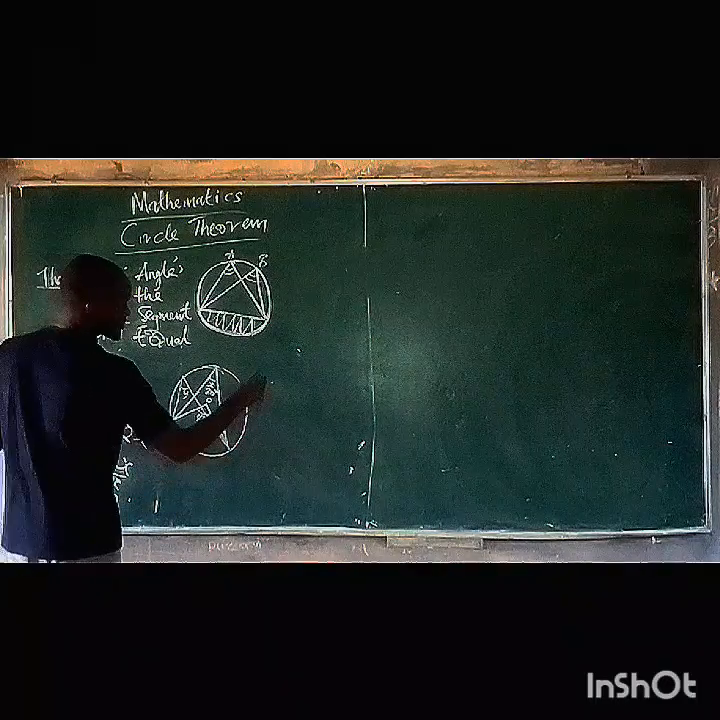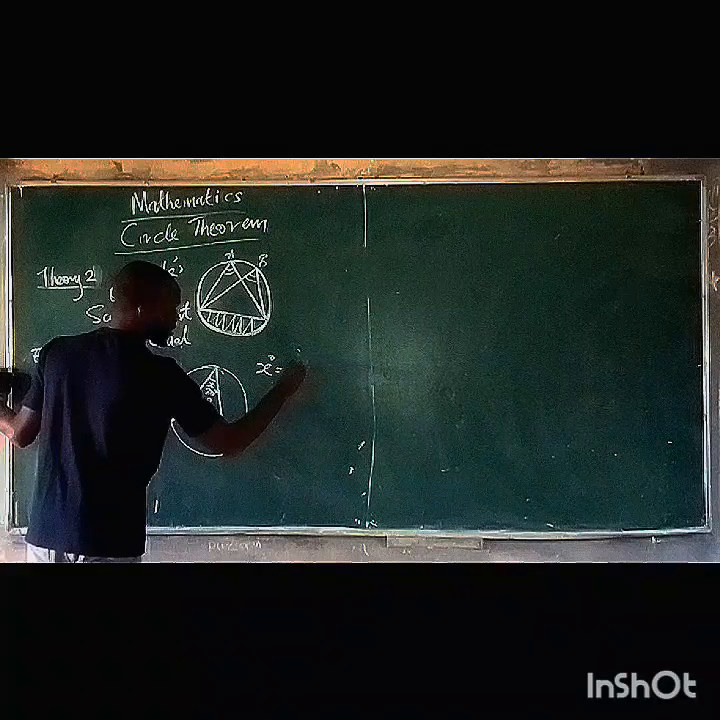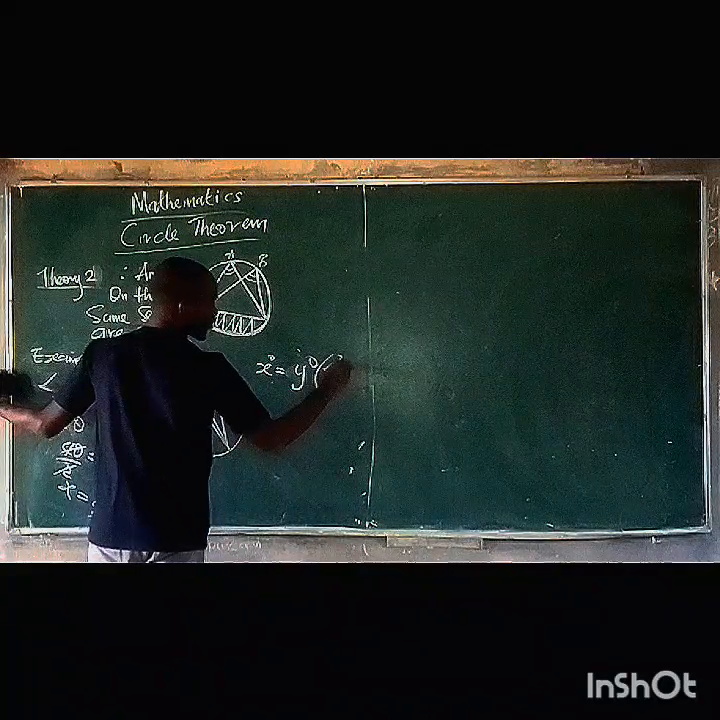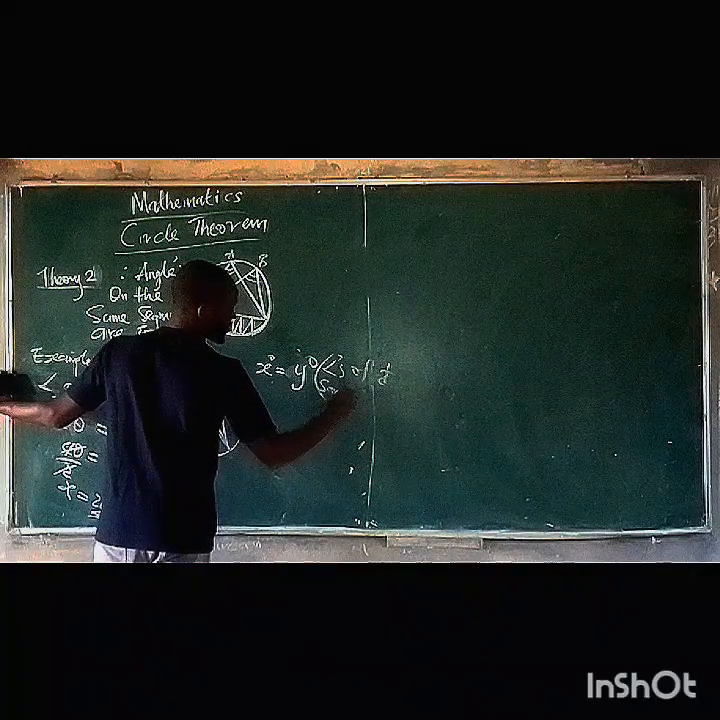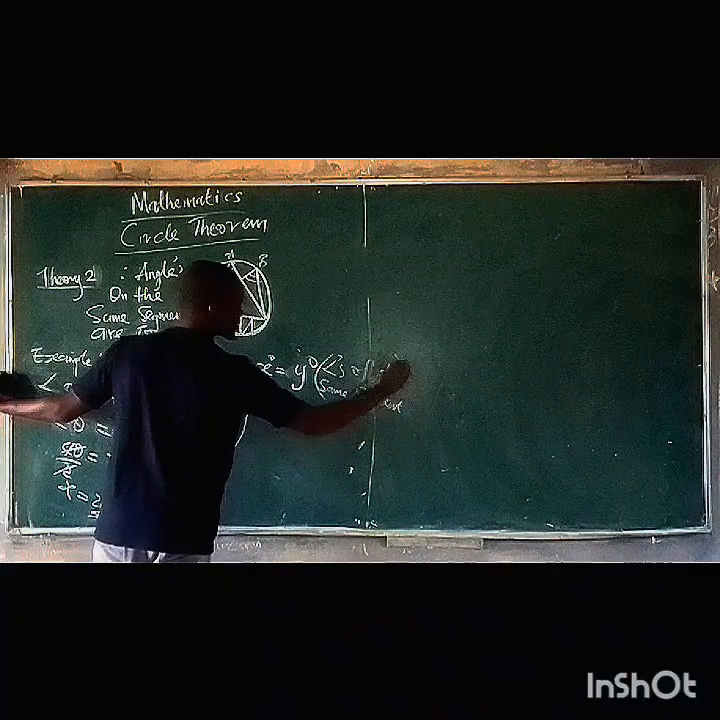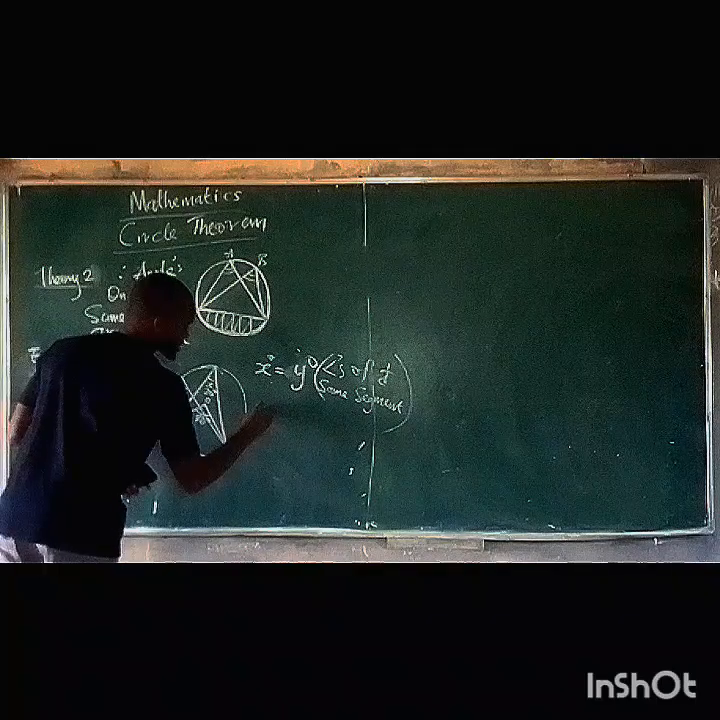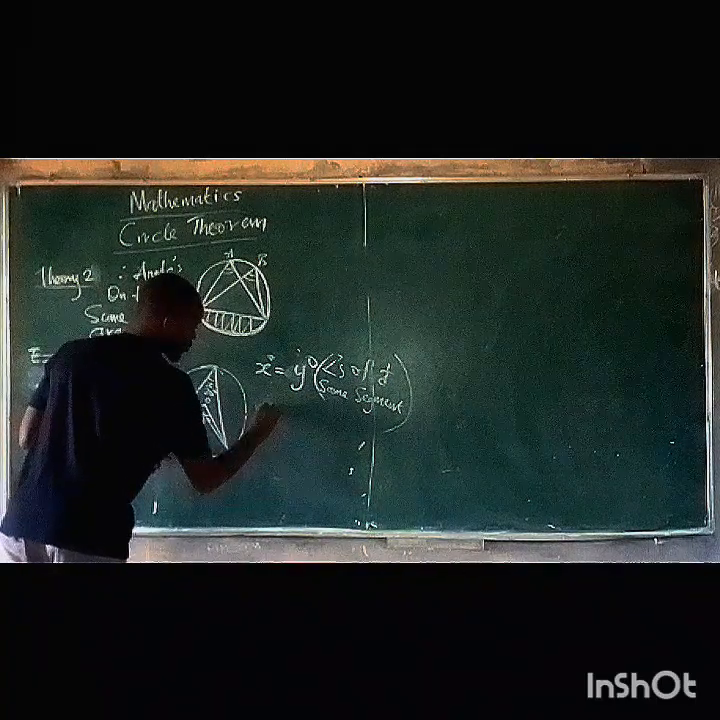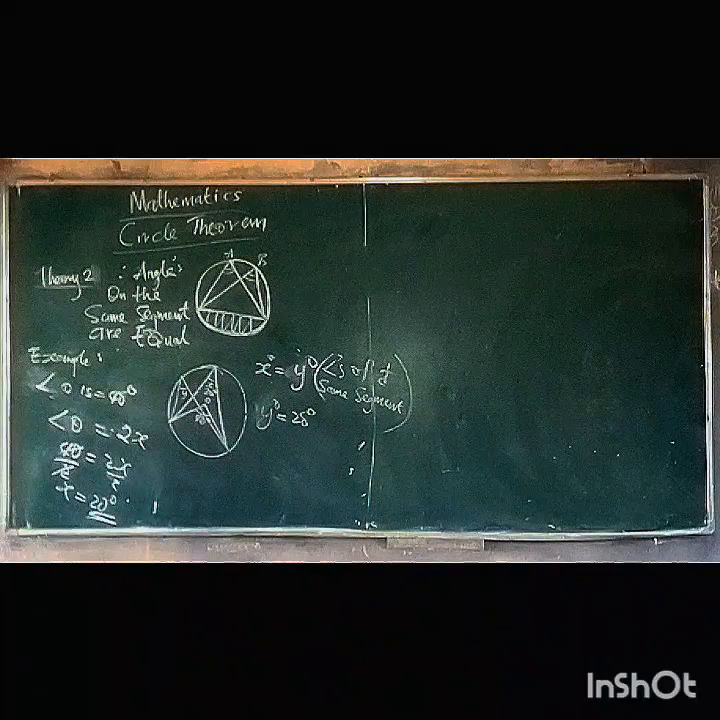So I will now tell them that angle x is equal to angle y. Why? Angles of the same segment. Are you seeing it now? The angles of the same segment are the same. So therefore, x is 20 degrees. I'm looking for y now. So y is also going to be equal to 20 degrees, since we already got x as 20 degrees.